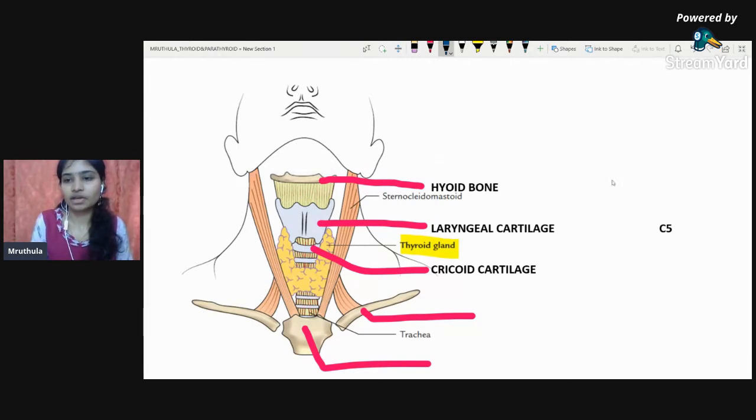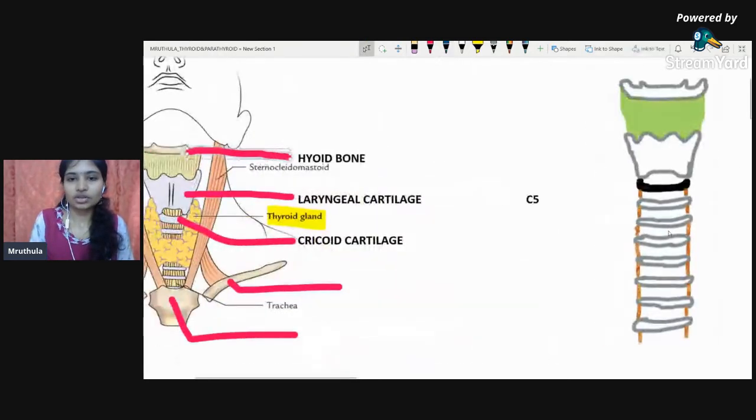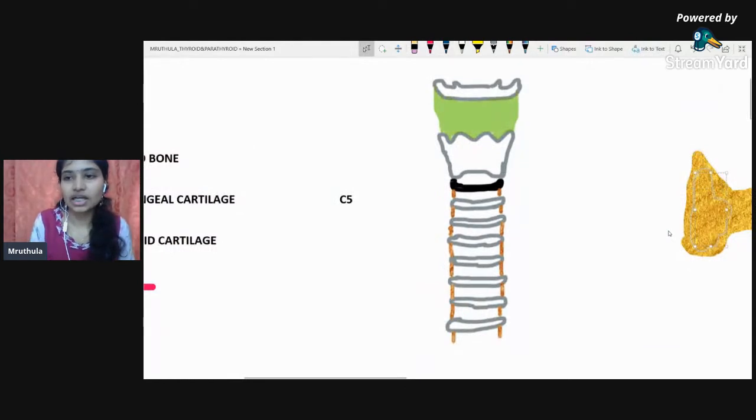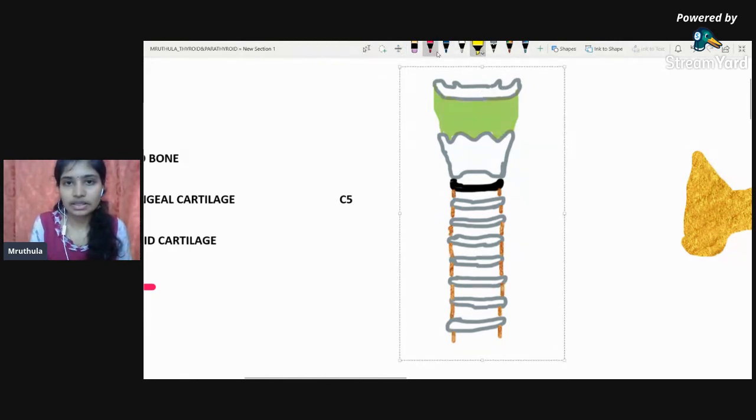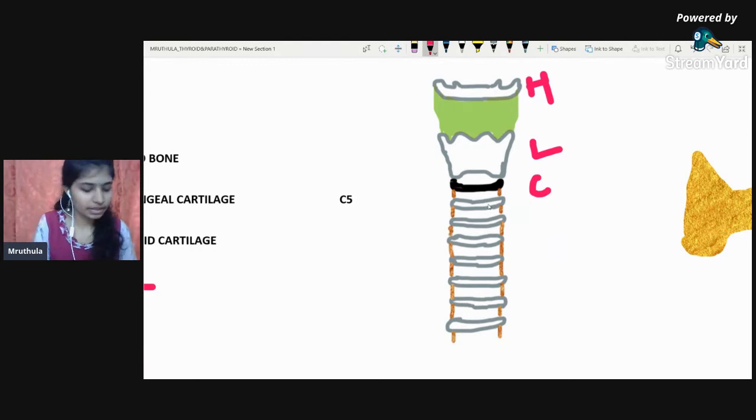Okay, so this is how we palpate our thyroid gland. Now let us see about the extent of the thyroid gland in the neck. What you are seeing right now is a drawing of the same structure which we saw previously. What are you seeing on the top? This is the hyoid bone, right? This is the laryngeal cartilage. The black color is the cricoid cartilage, and below that all the gray rings or plates are the tracheal rings.